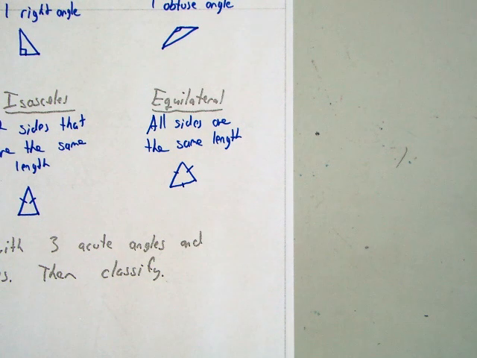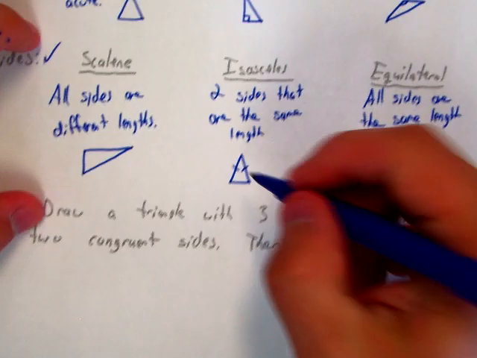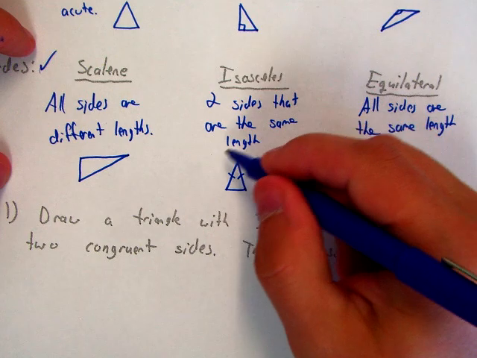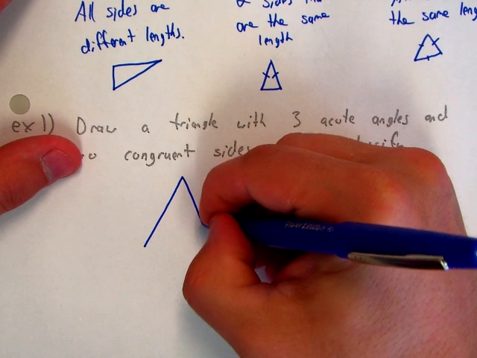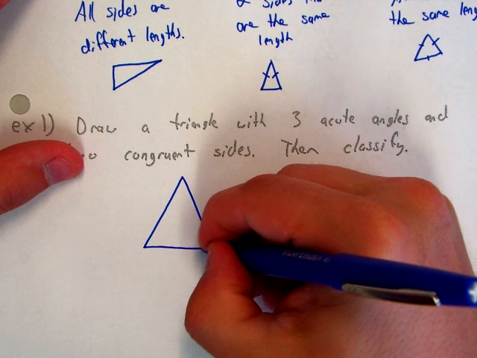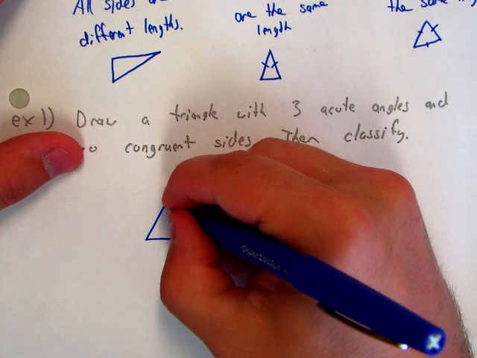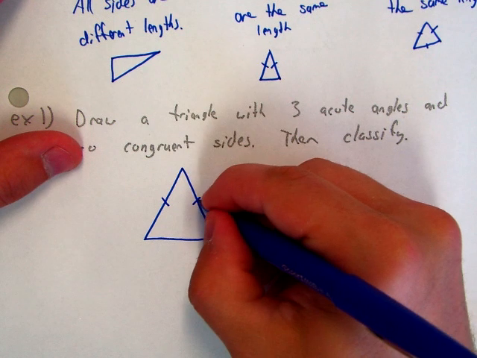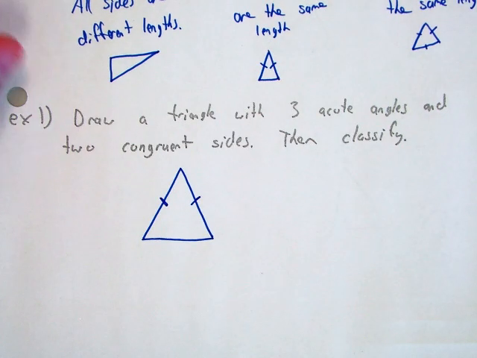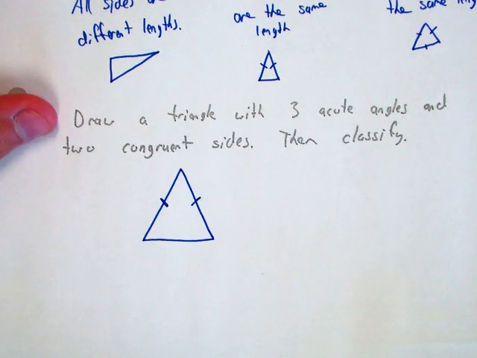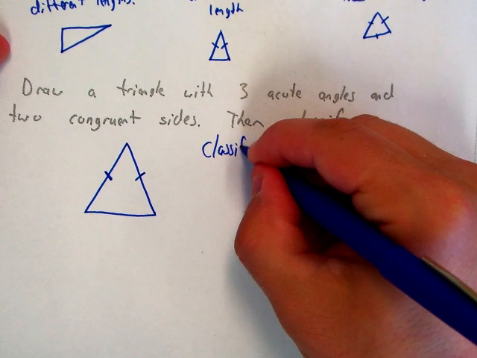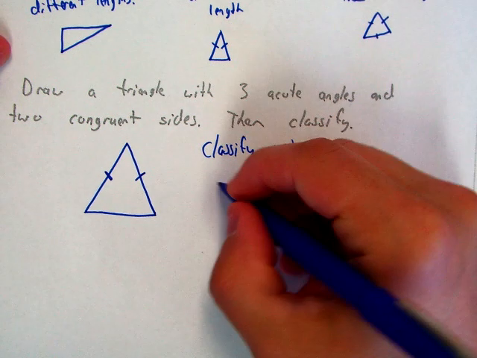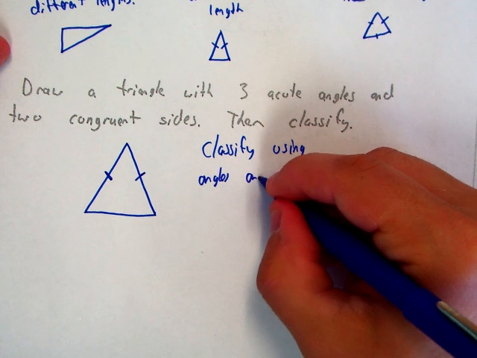So, example 1, it says, draw a triangle with 3 acute angles and 2 congruent sides, then classify. So, that one is actually going to look a lot like this. So, we're going to have a triangle that could look something like that. And we would show that these two are equal to each other by showing lines like that. It then says to classify. We want to classify using angles and sides.